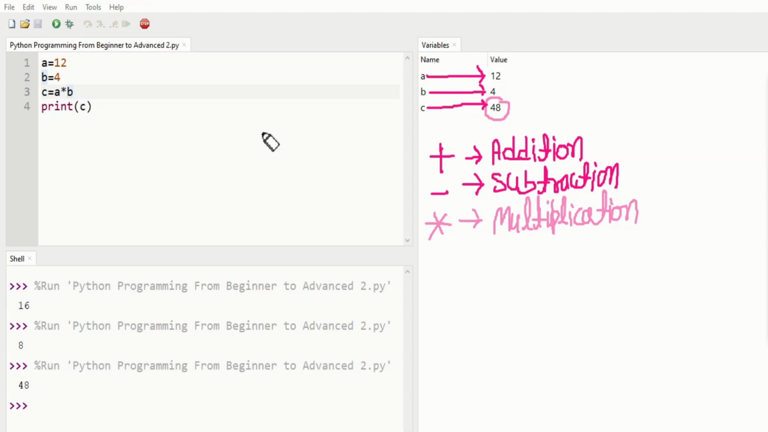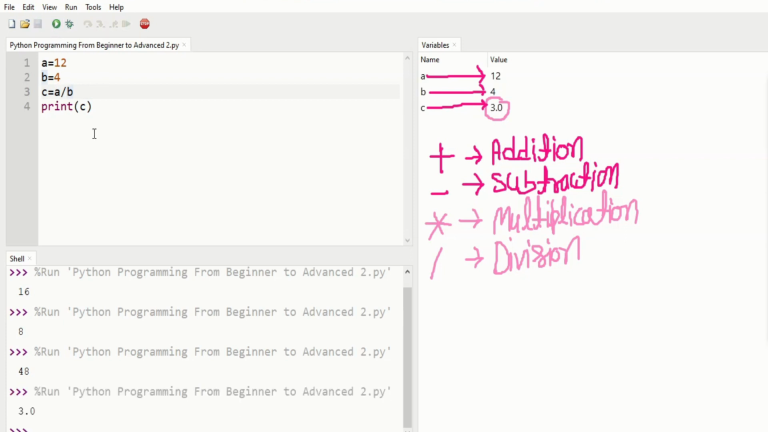Now for the fourth one, we will use slash. So for division, we will use this slash symbol. So this is a division symbol. And let me change here, a divided by b, and run it. So you can see that here it is 3.